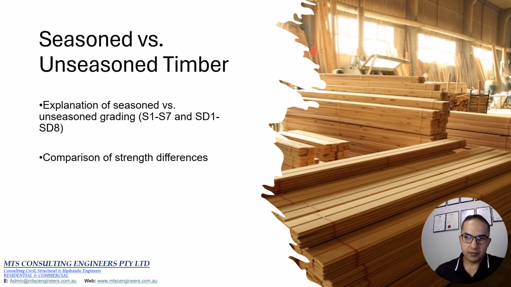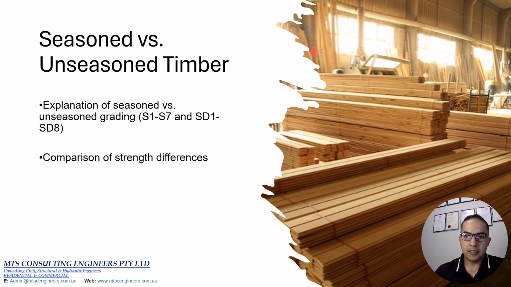In addition to F grades timber and MGP timber, we also have seasoned and unseasoned timber. Seasoned timber is dry timber with reduced moisture content, while unseasoned timber, or green timber, has a higher moisture content. Seasoning improves timber's stability, strength, and resistance to decay. Unseasoned timber can shrink and warp, making it less ideal for many applications.